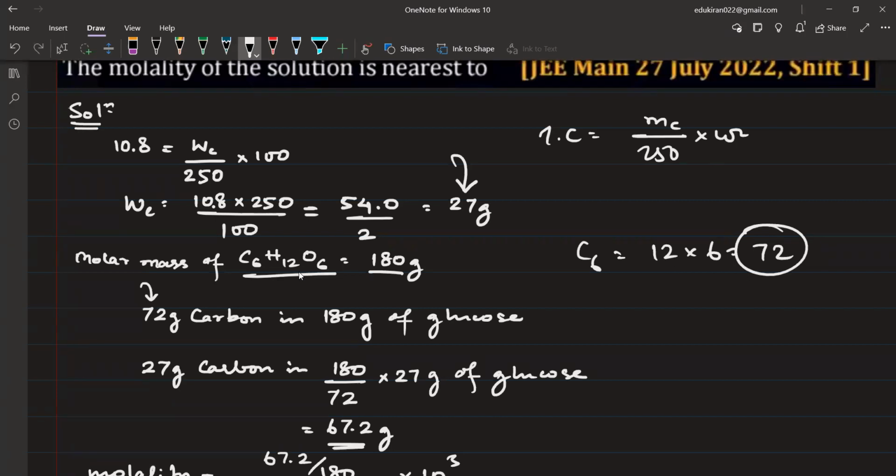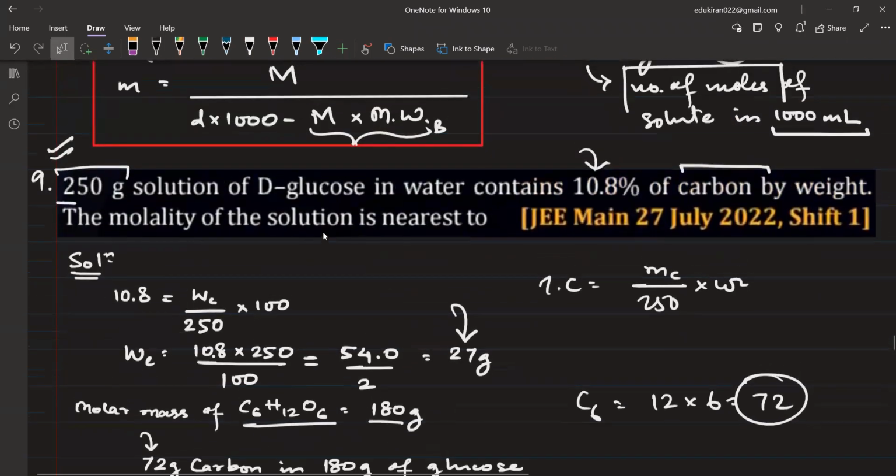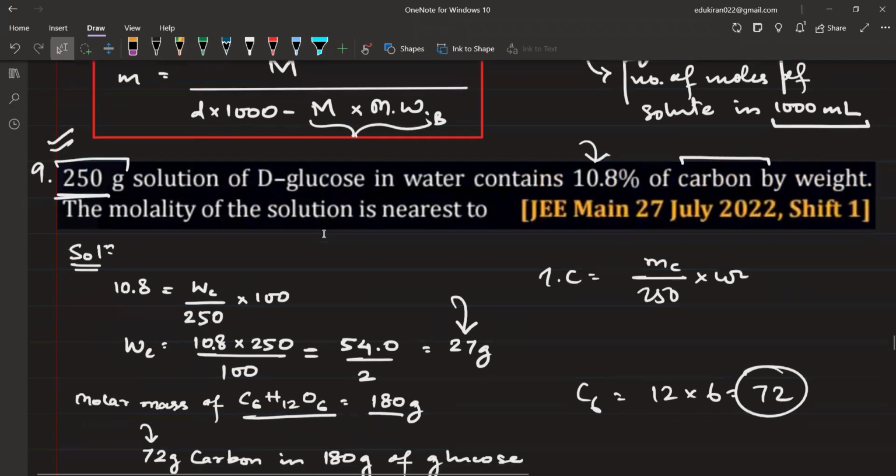180 upon 72 into 27. 180, 72 यहाँ से आया. 27 grams will be present in 67.2 grams of glucose. Now we have got the mass of glucose. We have also the molar mass of glucose, and we also have the total mass of solution.